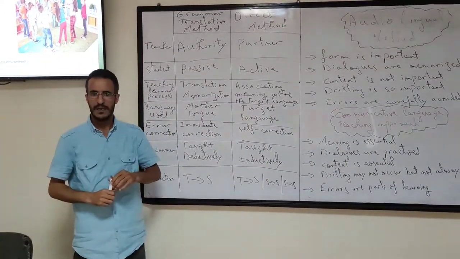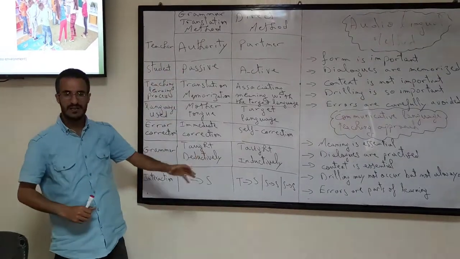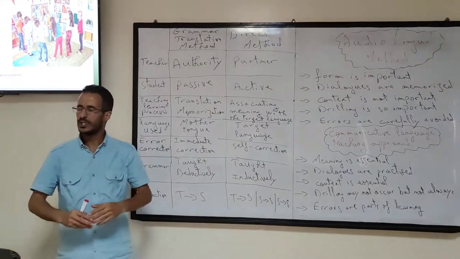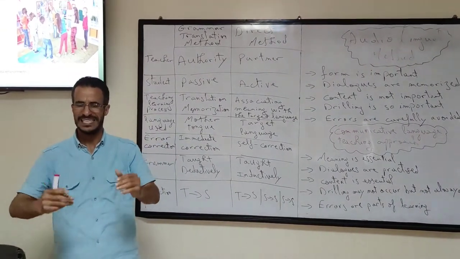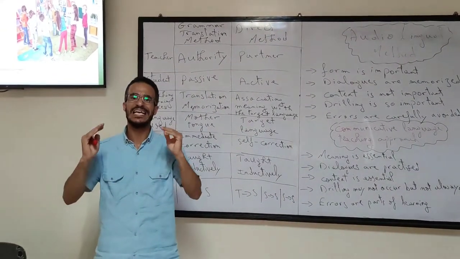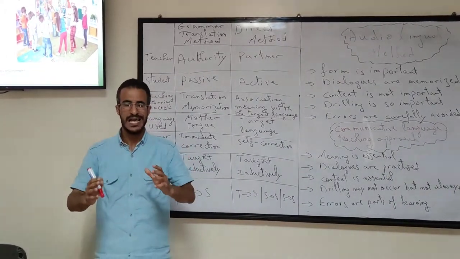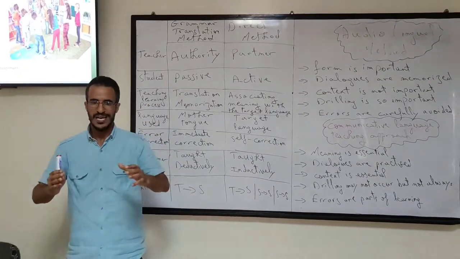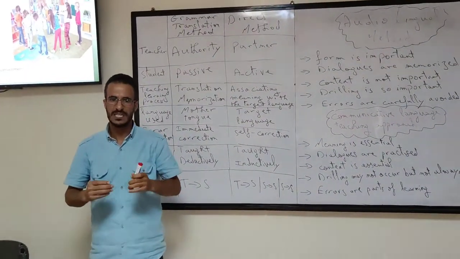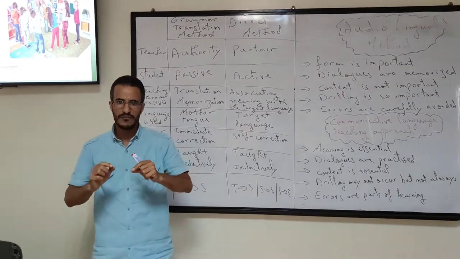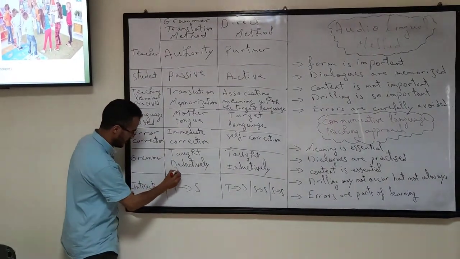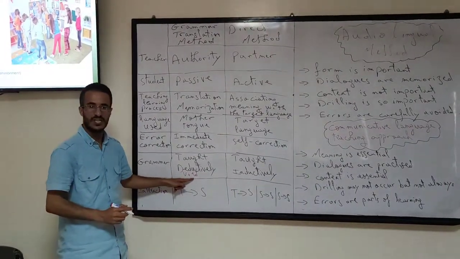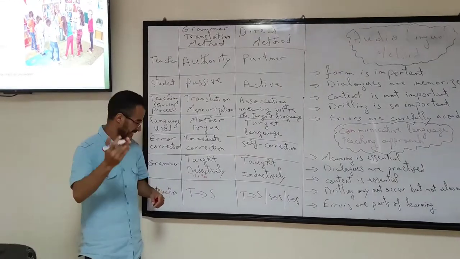For grammar, according to the grammar translation method, the grammar is taught deductively. What do you mean by deductively? The teacher starts from the very beginning giving students the form, the structure. For example, let's focus on the simple past. The teacher will start like this: Look, today we are going to study the simple past. The simple past of the regular verbs is verb plus ed. So, V plus ed. From the very beginning, the teacher gives the rule, then examples.